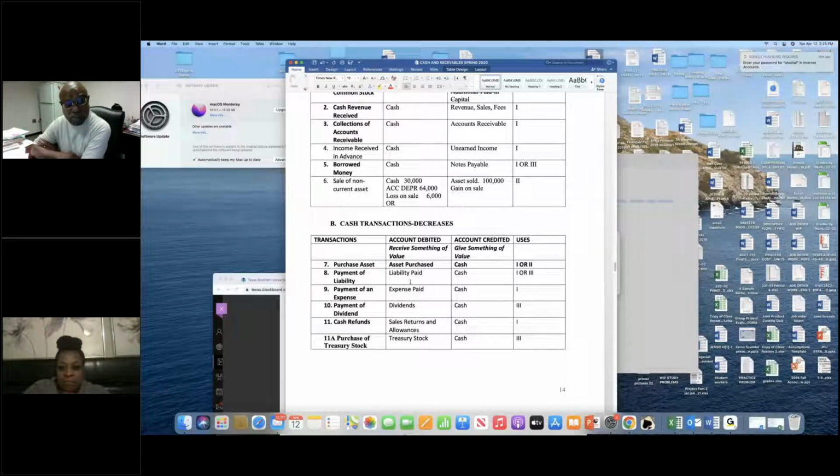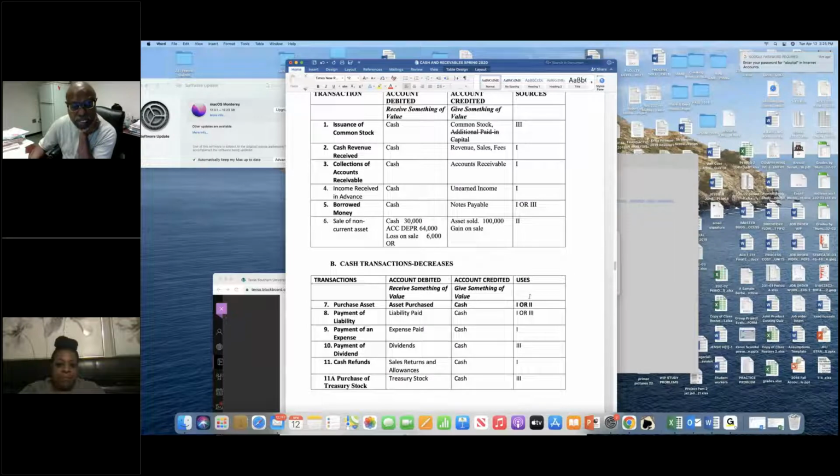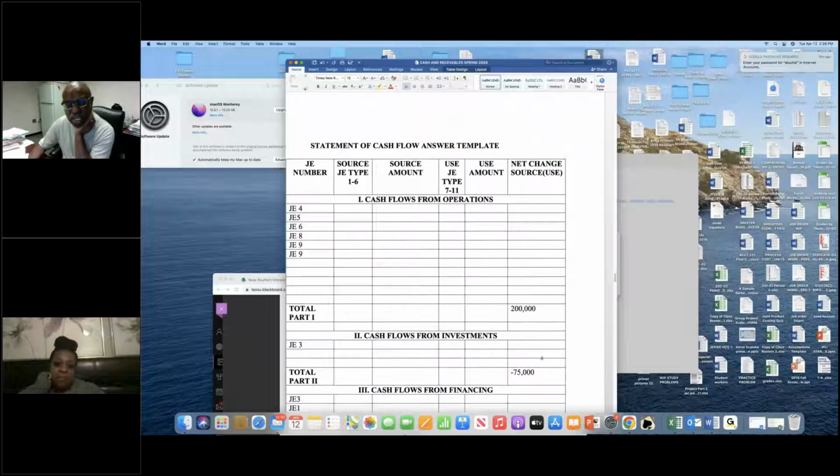So I'm just showing you that the increases are sources, and I told you where they go and what part. The decreases are uses. And so your goal is to see that once we put these transactions in the various locations, is this a positive number? Is this a negative number? And is this a negative number? And you're looking like this with an increase in cash. That is, did your cash come from operations?